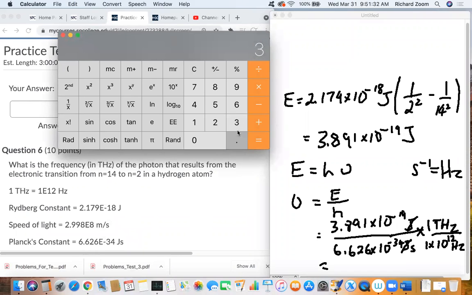All right, so 3.891 times 10 to the negative, whoops. Let me clear that out.